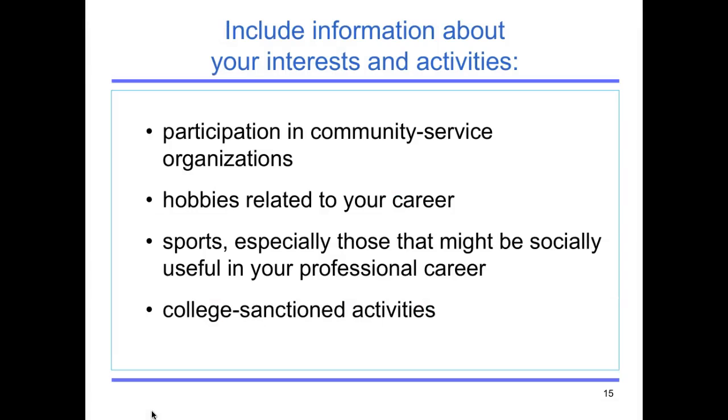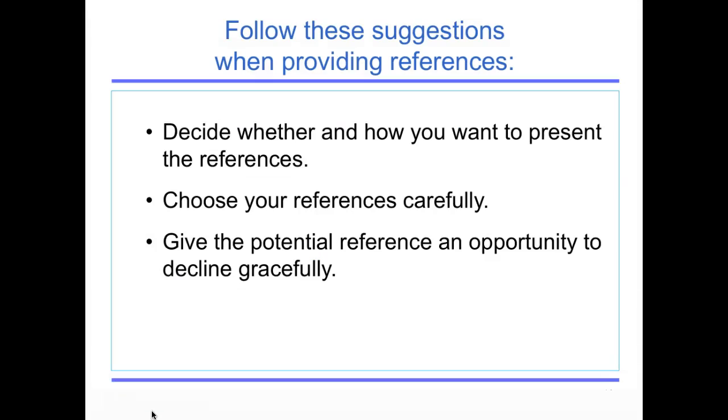With your interest in activities, include community service organizations, hobbies related to your career, sports that might be socially professional, and any kind of college-sanctioned activities. So, for example, if you were on the baseball team or the basketball team at Thomas Nelson, you would certainly go ahead and list those.